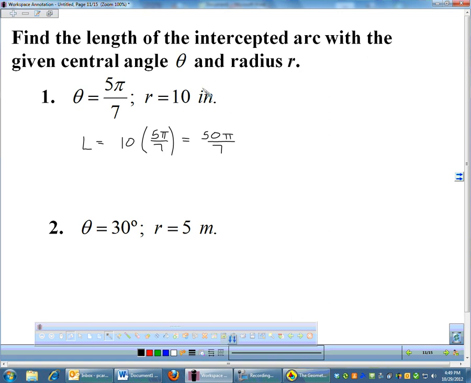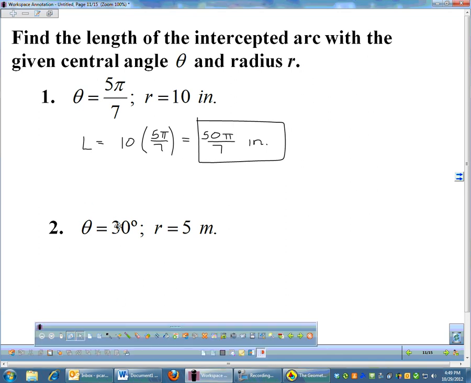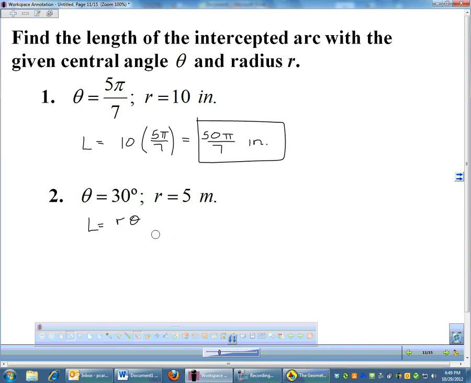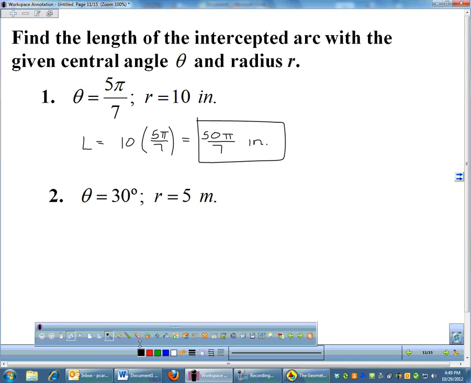And my length would be in inches, because I actually gave you units here. So pay attention. If I give you units, I expect units in the answer. Number 2, we're going to do the same thing. It is going to be r times theta. But here we have a problem, because my theta is in degrees, not in radians. So we actually have to first convert to radians.